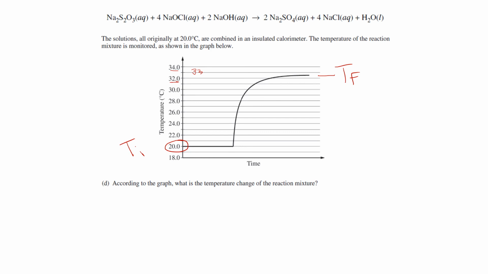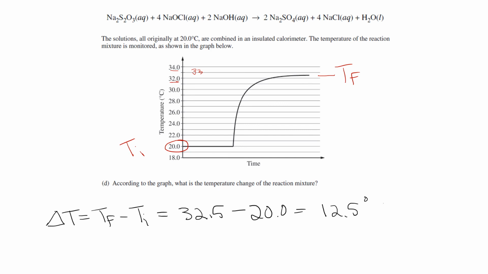And they only go to the 10th place, so when we are solving this, please make sure you pay attention to your significant figures. So to solve for the change in temperature, we're going to take our final temperature, subtract from it our initial temperature. We're starting with our final temperature, 32.5, subtract from that 20, and you should get 12.5 degrees Celsius.